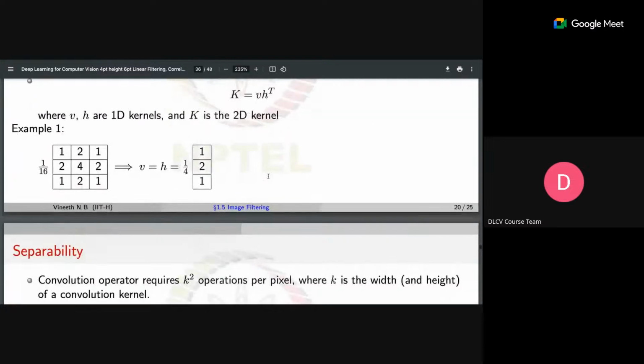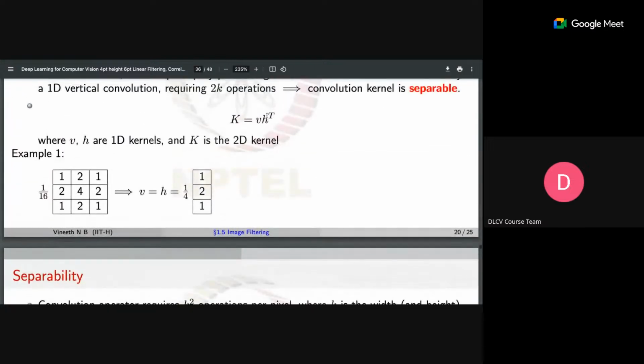Now if you see how you do the outer product, VH transpose, what you are doing is you are taking a column vector and a row vector and multiplying the row vector by the first element of the column vector, then the second element, then the third element, right? So you are just repeating the row as a multiple of the elements of your column vector V. That is what you are doing.